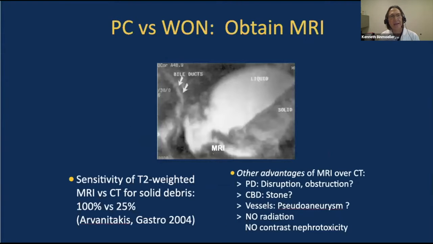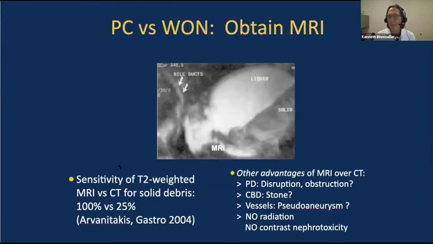To make that differentiation of a pseudocyst, which is purely fluid, from a WON, mixed liquid and solid, you need to obtain an MRI. A CT scan is simply not sufficient. There is a study that documented the value of a T2 weighted MRI compared to a CT scan in evaluation for solid debris. And this found that the MRI had 100% sensitivity versus only 25% in patients undergoing contrast-enhanced CT scans.